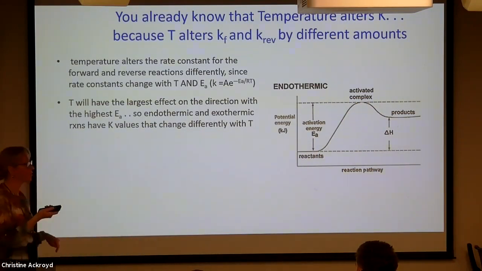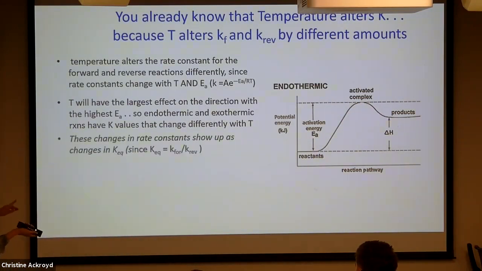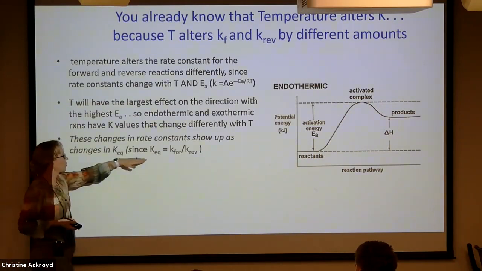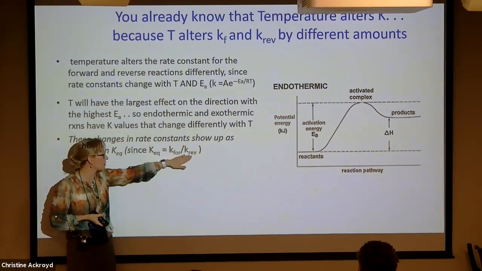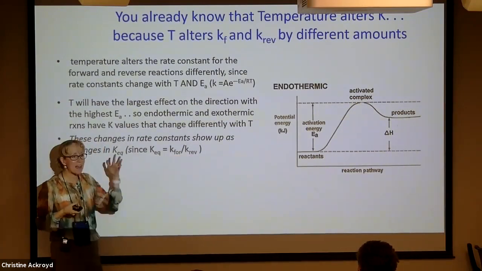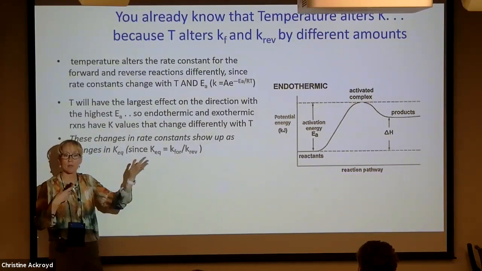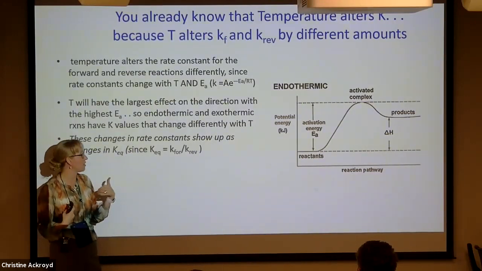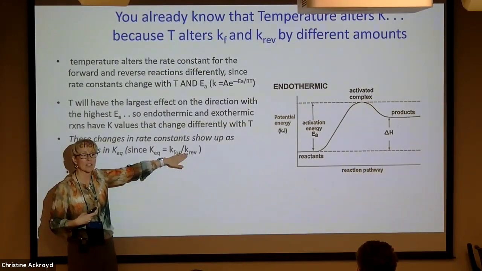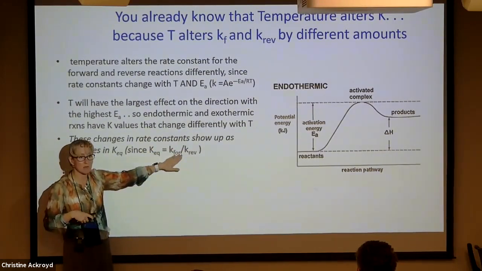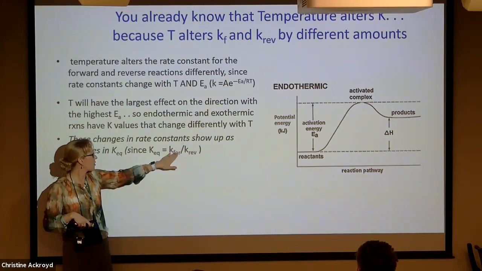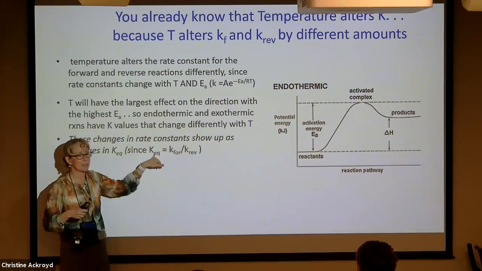The opposite would be true for an exothermic reaction. Okay, so since our equilibrium constant equals the ratio of the forward and reverse rate constants, then whichever step, forward or backward, has the highest energy of activation, that K value is going to increase the most. Okay, so for an endothermic reaction, which K is going to change the most? Forward. So when you raise the temperature, what happens to K?